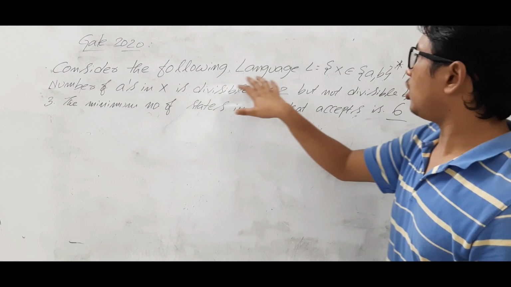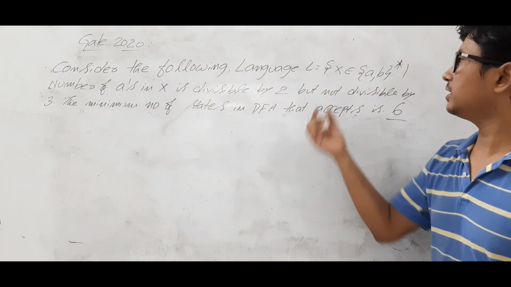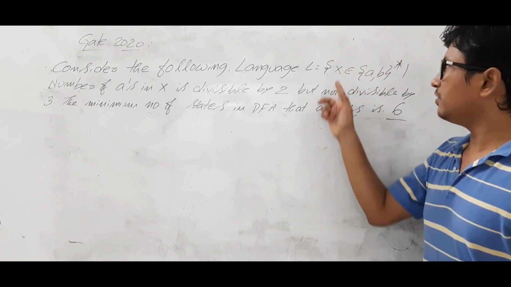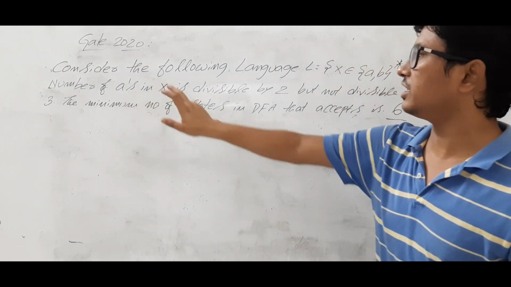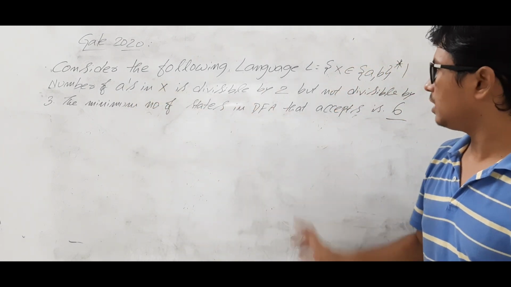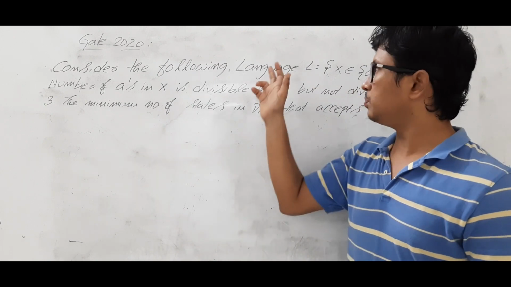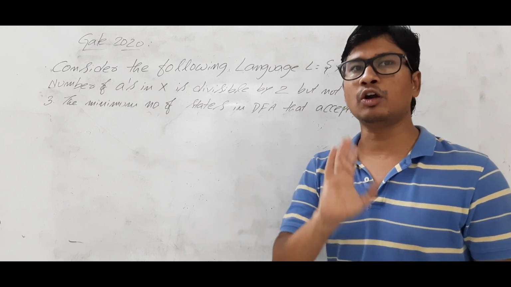Let me solve one GATE question which came in 2020. Consider the following language L. X belongs to {a, b}*, meaning that the string can be generated with alphabets a, b. If such a string belongs to language L, the number of a's in the string X is divisible by 2 but not divisible by 3. So if you take any string which belongs to language L, the number of a's should be divisible by 2 but not divisible by 3.